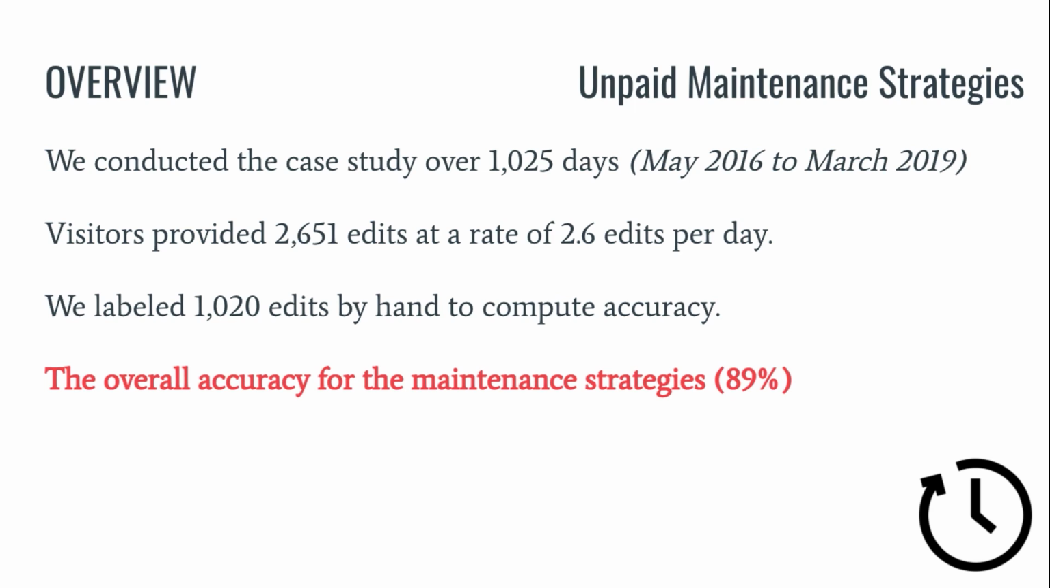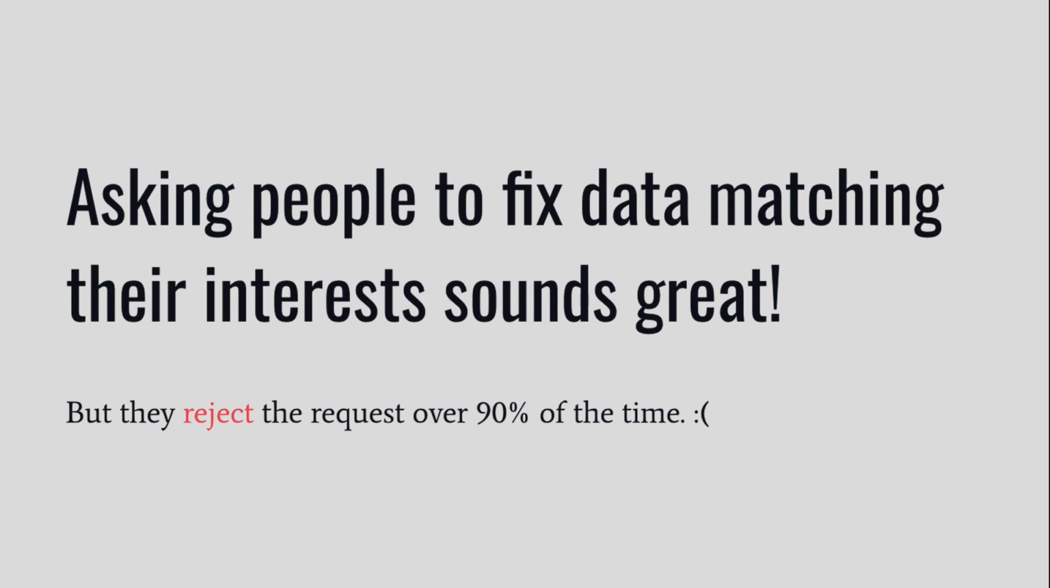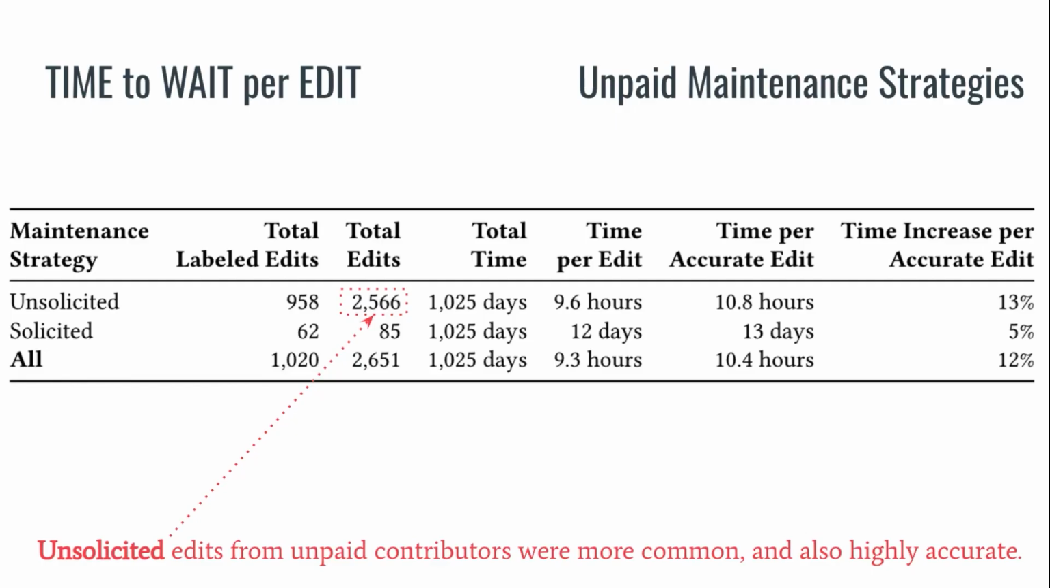This shows that users' inherent interests in the dataset influence them visiting it, and then while they were there, they would actually improve the data and make edits. Asking users to fix data matching their interests provided highly accurate edits. However, they rejected the request over 90% of the time, showing that this was actually a negative interruption. They didn't really want it to happen. So, unsolicited edits being more frequent, they were also highly accurate without interrupting the user. We found over time for these to be more than satisfactory for maintaining the dataset.